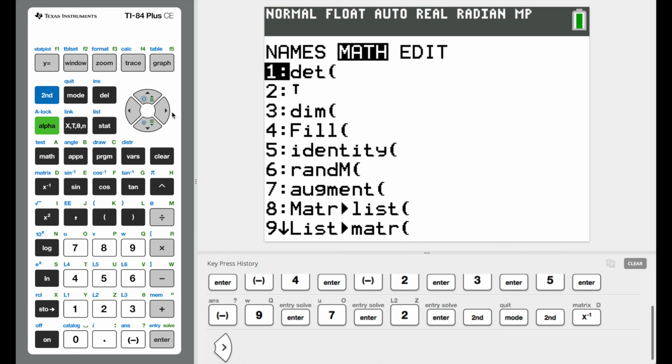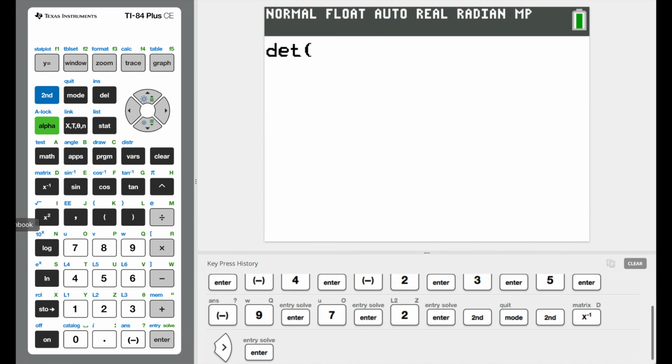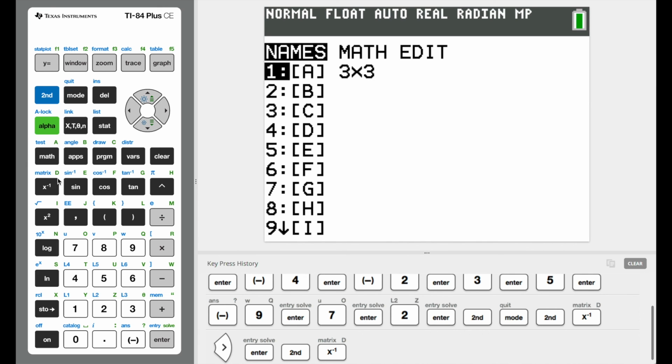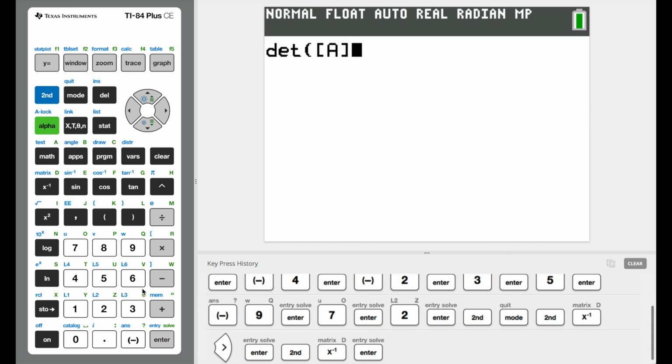Scroll to your math, and select DET, the very first one. DET means determinant, so I'm going to press enter for that option. I'm going to go right back into the matrix, and call the matrix under names. So we want to call matrix A. Then press enter, and there you see we got negative 267.